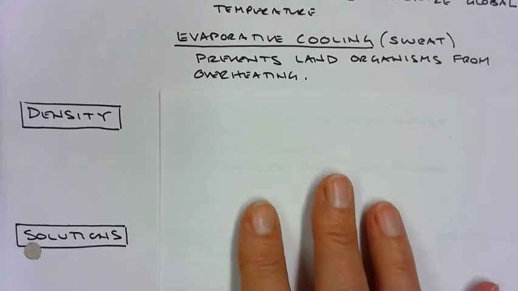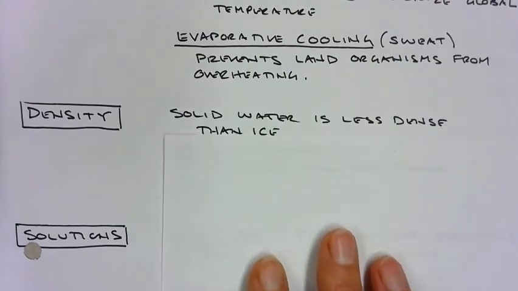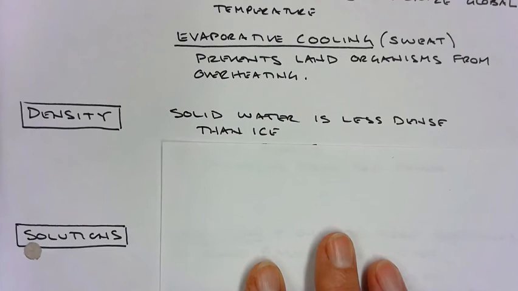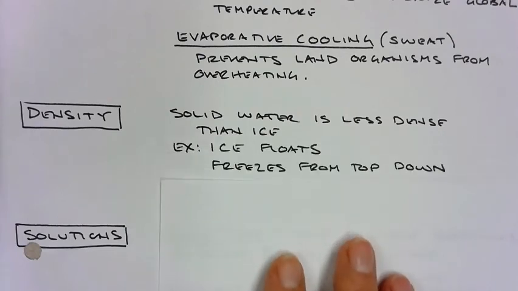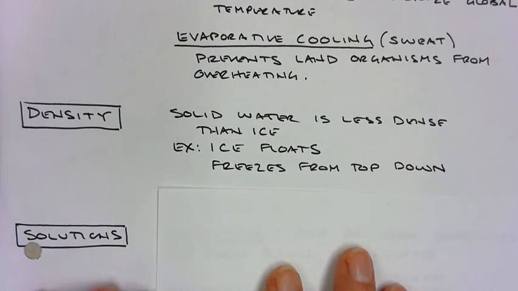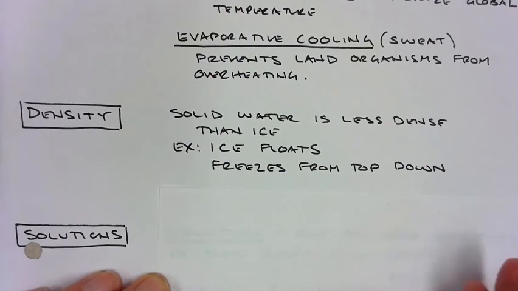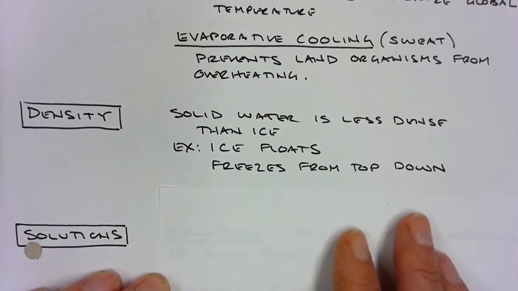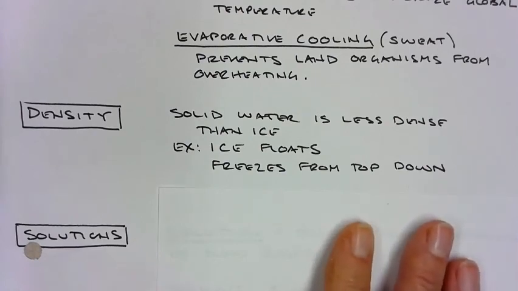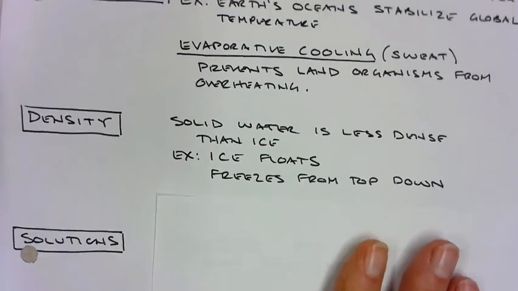Density is another unique factor for water. Solid water is less dense than liquid water, which is very unusual for most other substances here on planet Earth. For example, ice floats and it freezes from the top down. Our organisms would be dramatically different if our lakes and ponds froze from the bottom up. And the last part is about solutions.